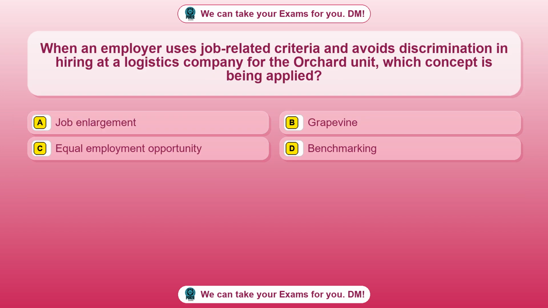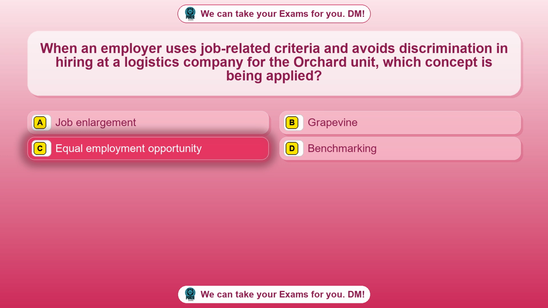Question 63. When an employer uses job-related criteria and avoids discrimination in hiring at a logistics company for the Orchard unit, which concept is being applied? Option A, job enlargement. Option B, grapevine. Option C, equal employment opportunity. Option D, benchmarking. The correct answer is option C, equal employment opportunity.